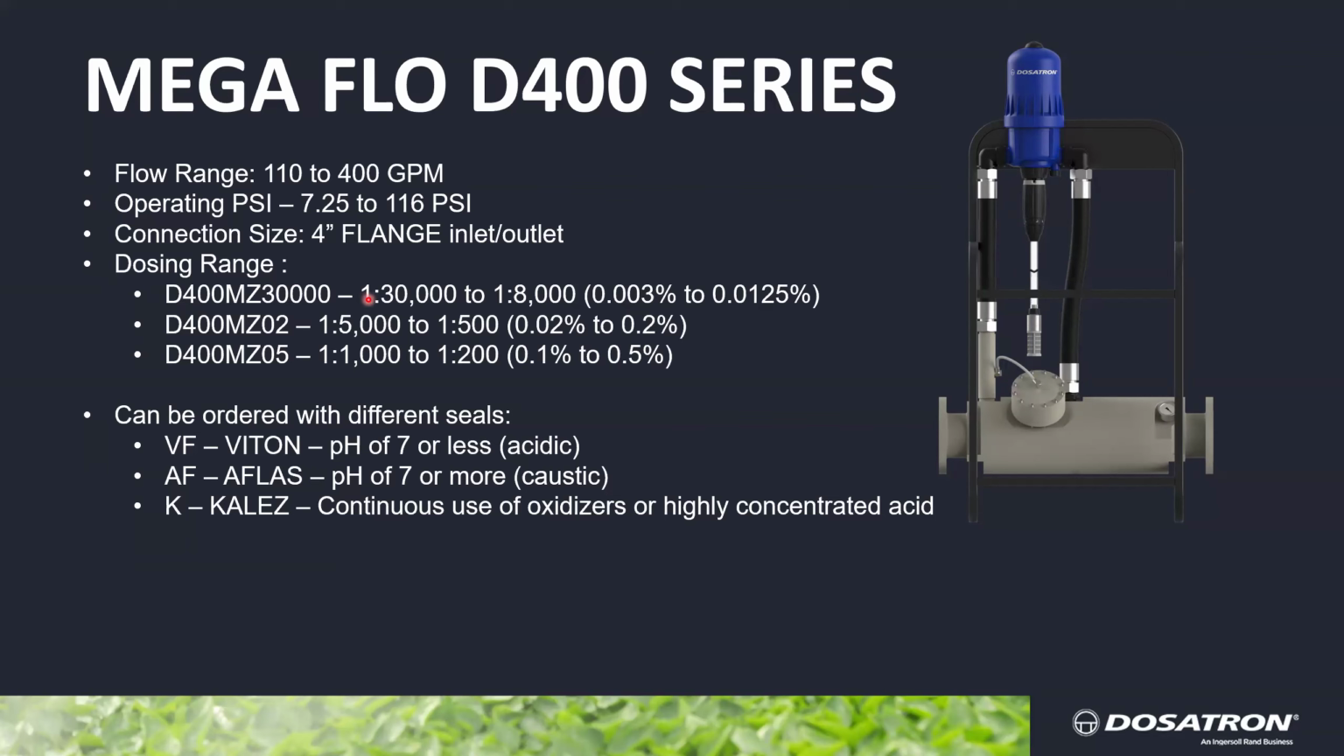So we can go from 1 to 30,000 to 1 to 8,000, 0.003% to 0.0125%. We have a D400 MZO2, 1 to 5,000 to 1 to 500, 0.02 to 2.2%. And then an MZO5, which is 1 to 1,000 to 1 to 200, or 0.1 to 0.5%. And once again, can be ordered with any of the seal types.